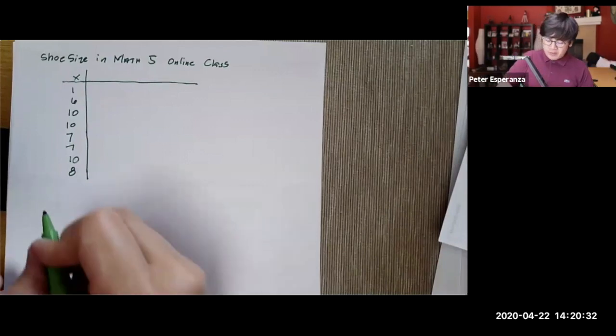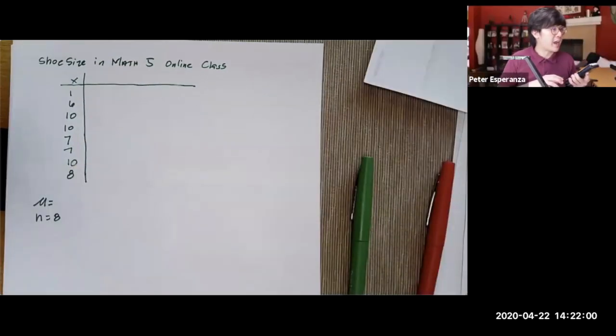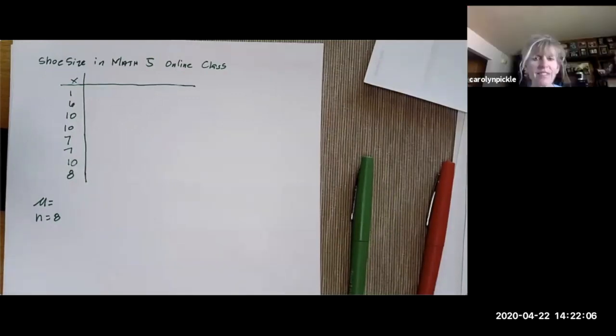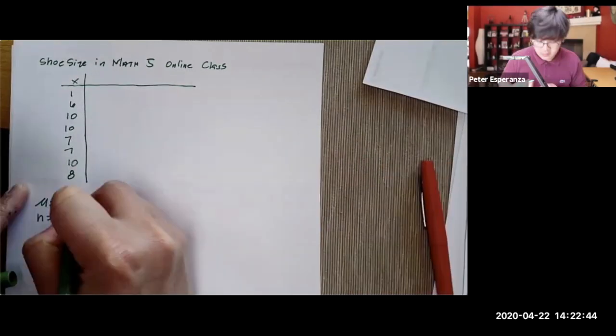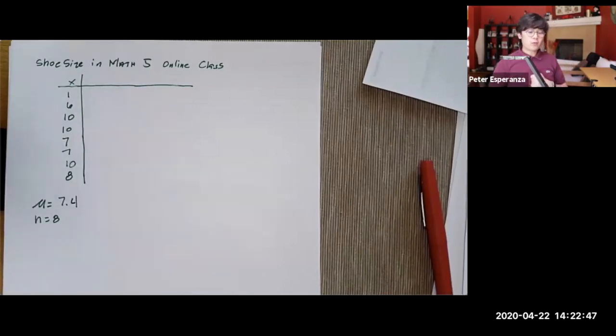Can you please compute for the mean? What did you get? 7.3. Can you please type it in? Deborah is 59. Now, Deborah and Jose, you forgot to divide by 8. You need to divide it by 8. We are seeing 7.37. So the mean is 7.4. So our average shoe size, it's like a tongue twister. Average shoe size is going to be 7.4.